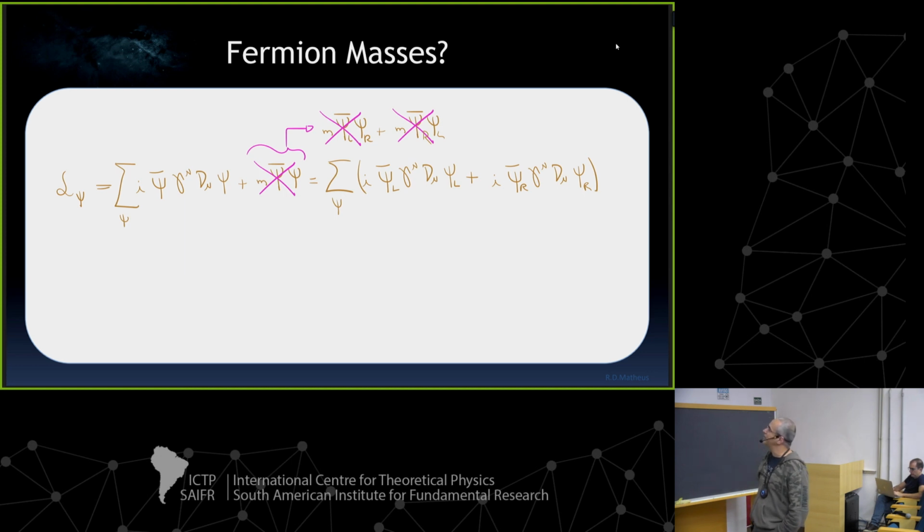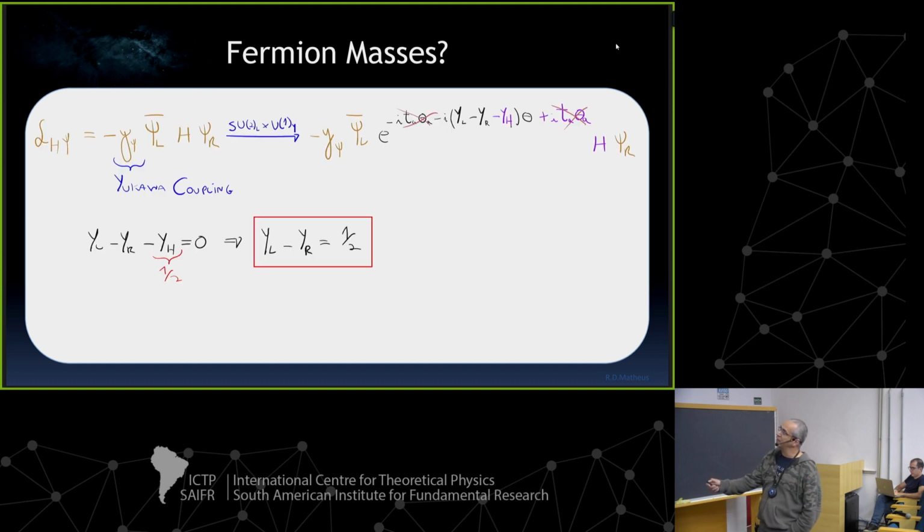Everyone has a kinetic term, but then you just write this kinetic term in this way. Both of these are invariant under the SU(2)×U(1), but you have no masses, right? What can you do? Again, the Higgs comes to the rescue. You can write something like that. Why? Because this guy is a doublet of SU(2), but so is the Higgs.